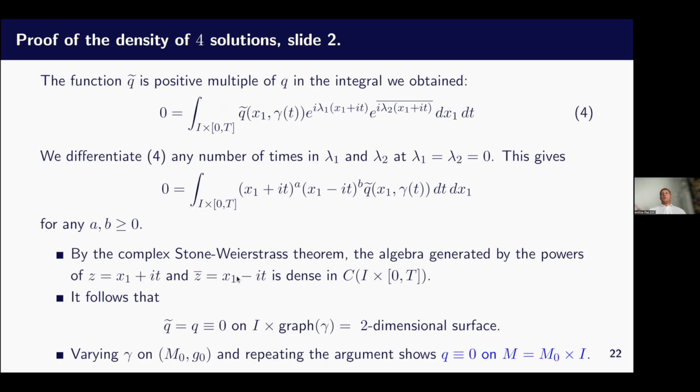So this is not what we actually wanted to prove. We wanted to prove that q is 0 on this full cylinder, not just on two-dimensional surfaces inside the cylinder. But the fact that q is actually 0 inside the full cylinder can be obtained by varying the geodesic on this transversal manifold. And then we just repeat the argument for this variation of these geodesics. This shows that q is 0 on this full cylinder, and this proves the theorem.